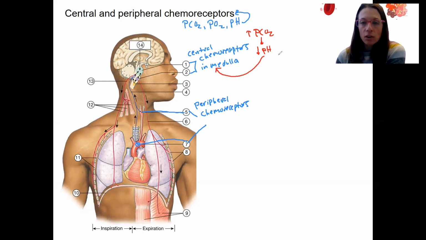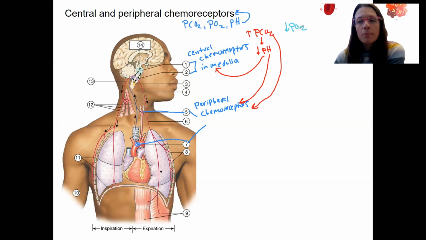Peripheral chemoreceptors can also respond to both pH and PCO2. PO2, let's do this in a different color, is not as important a signal. So low PO2, which is kind of strange, right? But it's largely due to that pH effect. Detecting carbon dioxide quickly is more important than hypoxia. We'll come back to this a bit. So low PO2 is primarily detected by those peripheral chemoreceptors.